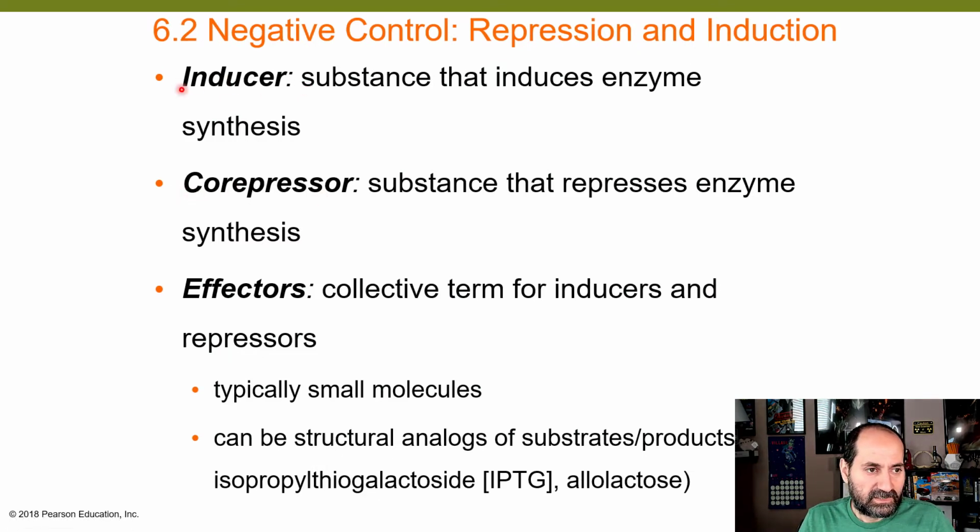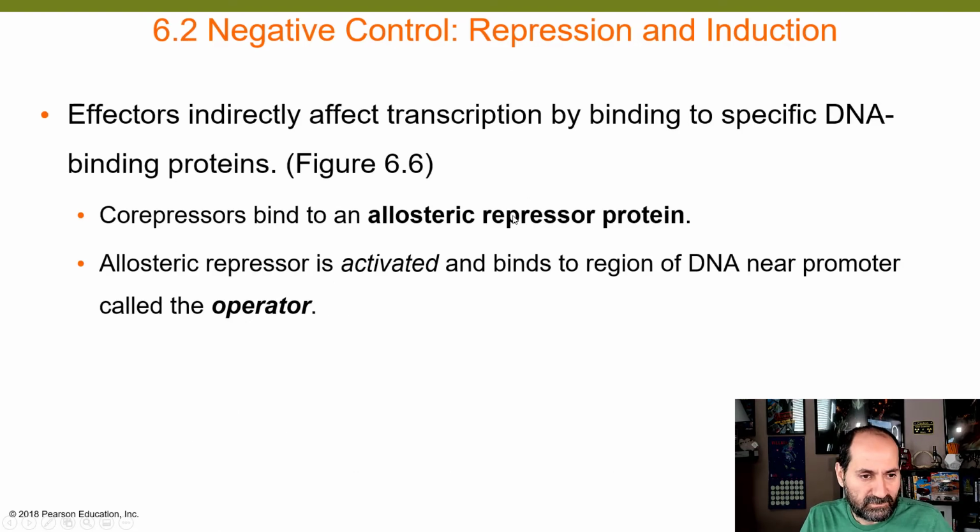If an inducer turns on a gene, it's a small molecule that turns on gene expression. A co-repressor is a substance that represses. It helps the repressor to repress, right?